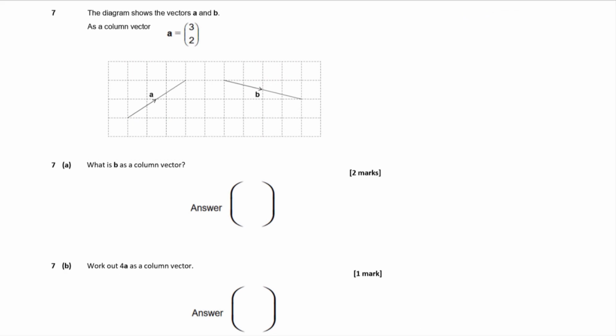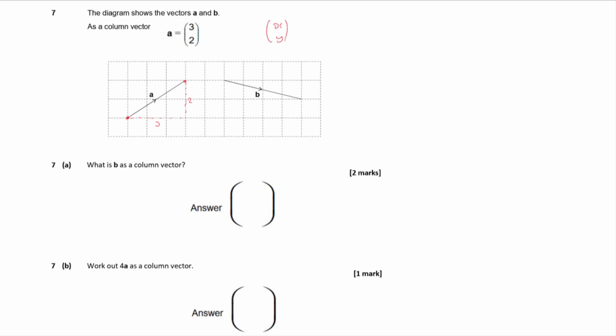Question 7. The diagram shows the vector A and B as a column vector. A equals 3, 2. Yeah, it is, because you can see if you're going from one end of A to the other end of A, you're going along 3 and you're going up 2. Can you see 3 along and 2 up? Okay, so that makes it a vector 3, 2, because in column vectors, the top number is in the direction of x and the bottom number is in the direction of y.